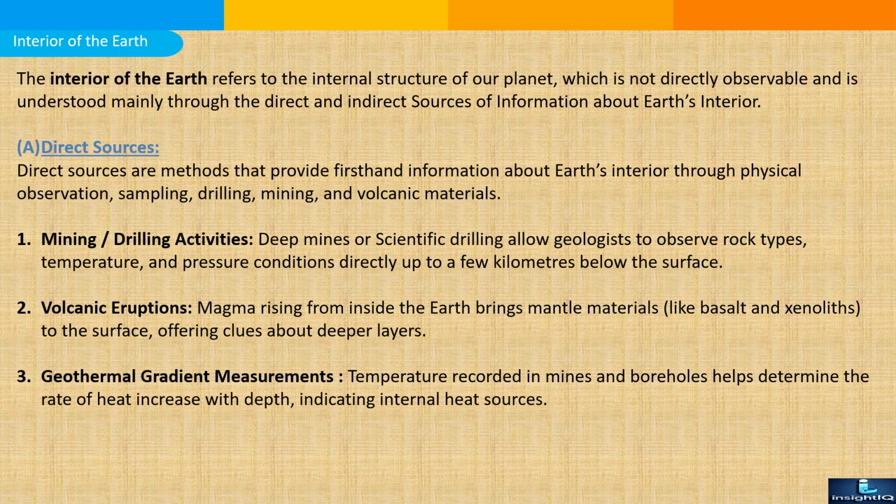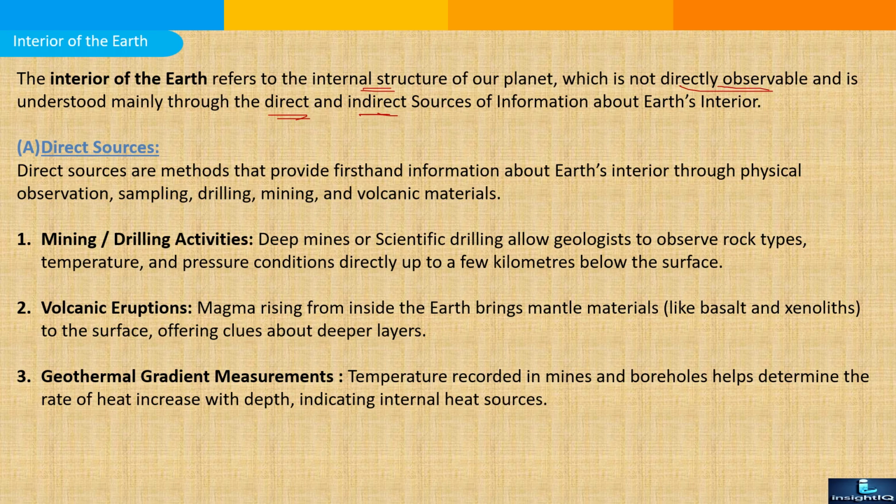Next is the interior of the Earth. What is this? The interior of the Earth refers to the internal structure of our planet, which is not directly observable and is understood mainly through direct and indirect sources. So first are the direct sources. What are the direct sources?